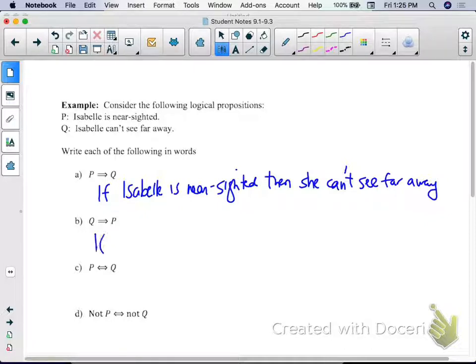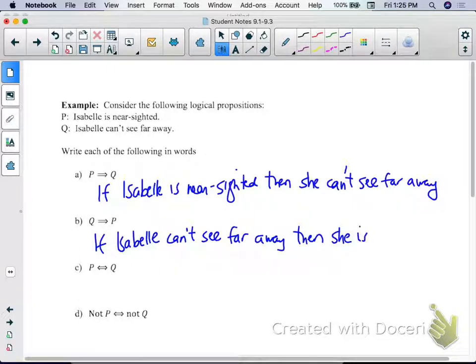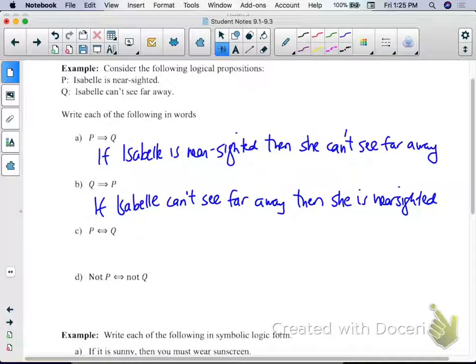Switch it around. If Isabel can't see far away, then she is nearsighted. Now, it wouldn't matter if you went ahead and put the name back in there, but that's definitely okay there. For C, P, and then now we've got the double arrow.